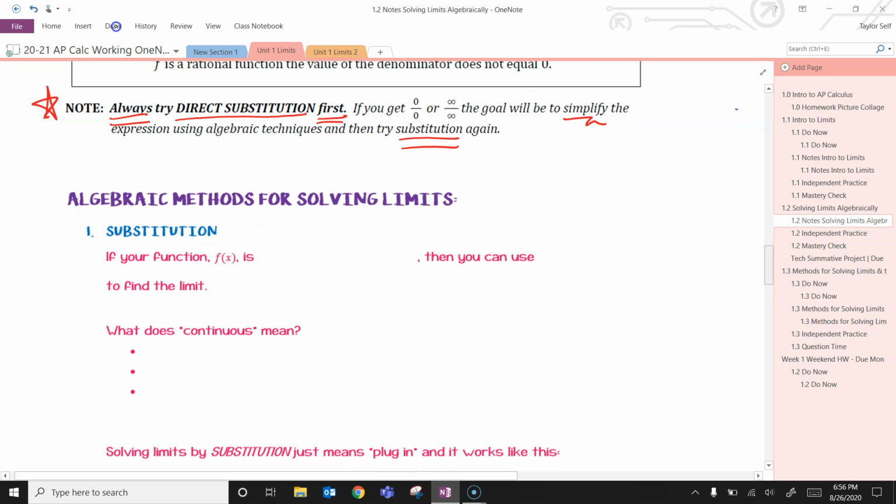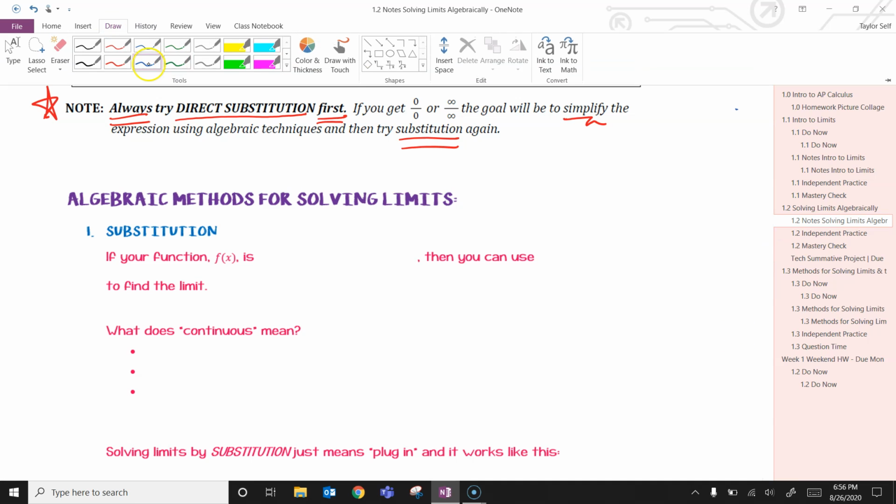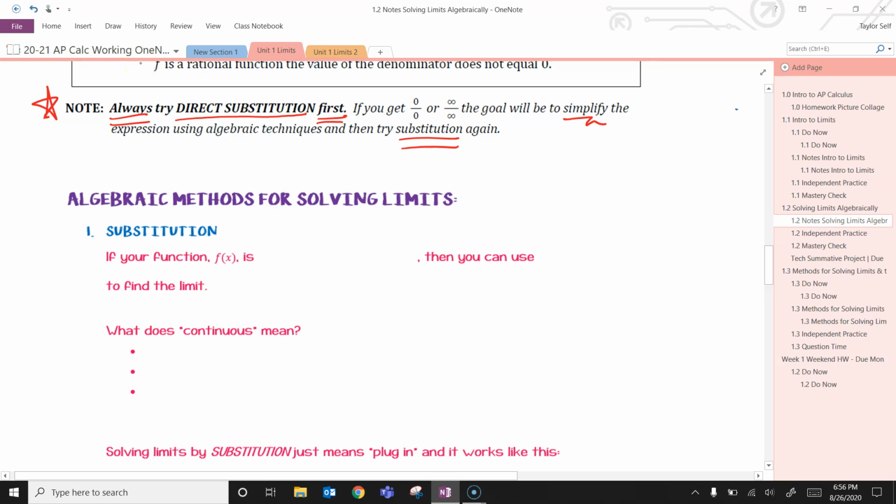Algebraic methods for solving limits. Number 1, substitution. You should definitely be writing this stuff down. Write down algebraic methods for solving limits, write down substitution, and write down the sentence: if your function f of x is continuous, sorry about my handwriting, this pen is kind of awkward, then you can use substitution to find the limit.